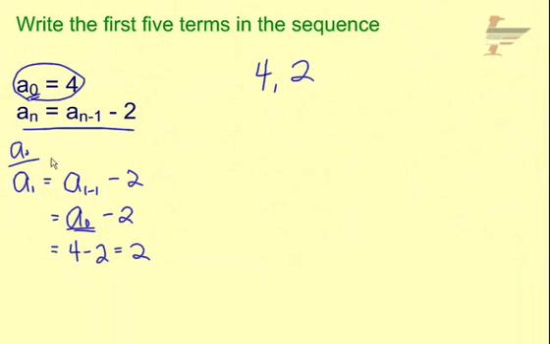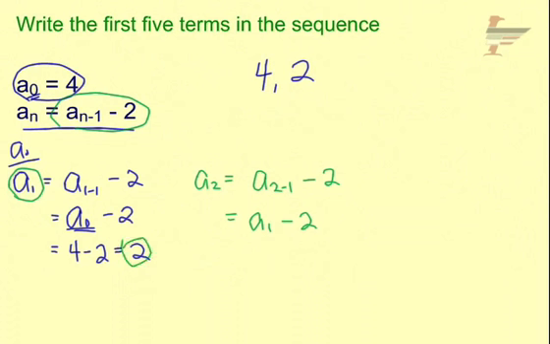Now to get the term after that is a sub 2. And again, we're just using the rule right here. We're doing a sub 2 minus 1 minus 2, which is a sub 1 minus 2. Well, what's a sub 1? We found a sub 1 is a 2. So we get 2 minus 2, which is 0. So there's our next term. And right now we have 3 terms. We need to keep going.